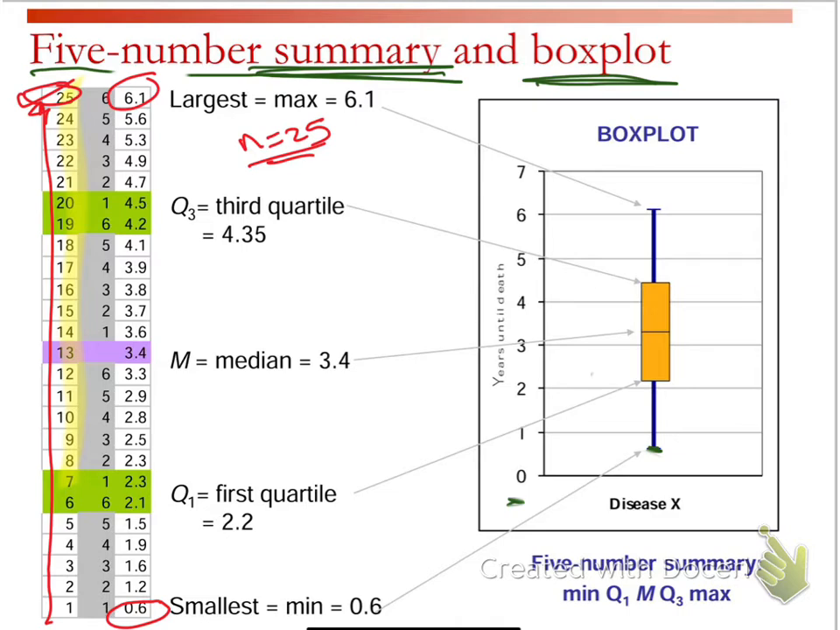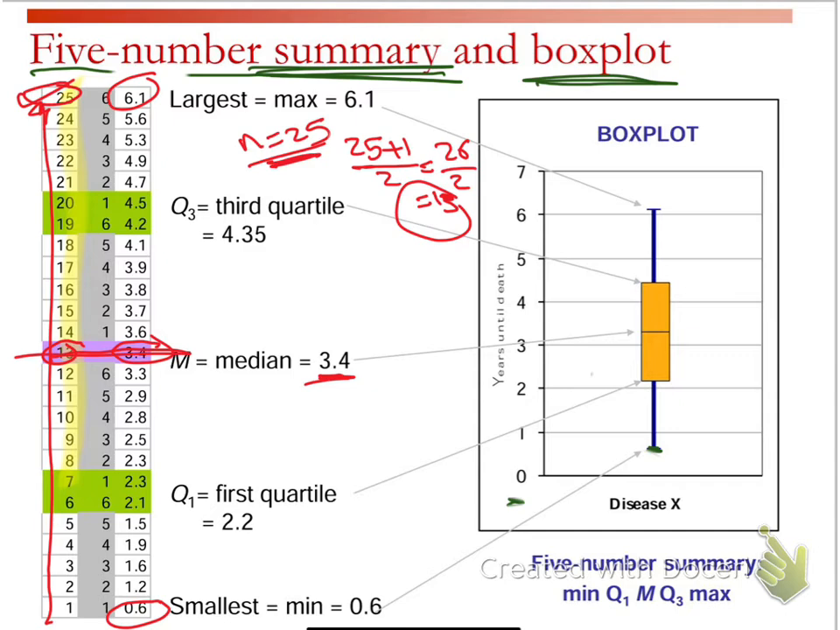So we have n equals 25. Is 25 even or odd? It is an odd number, so I cannot divide 25 directly, I have to add 1 to it. It will be 25 plus 1, divided by 2, which is 26 divided by 2, equals 13. So item number 13 in the sample will be the median. Counting 1, 2, 3, 4, up to 13, this is the median. So my median is 3.4.